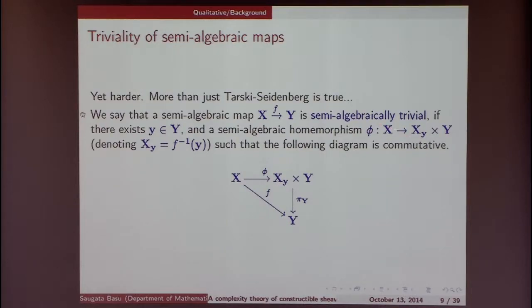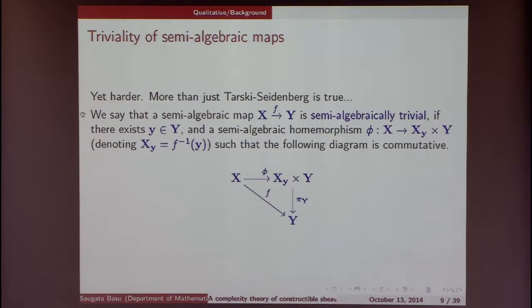So if there is a homeomorphism like this, this homeomorphism should preserve the fiber. So it should be a fiber-preserving homeomorphism. Another way of saying that is that this diagram here should commute, where P is the homeomorphism, F is the map, and P is the projection on Y. Okay, so that diagram commutes. By the way, if it is semi-algebraically trivial, then, following from this definition because this homeomorphism is fiber-preserving, all the fibers are semi-algebraically homeomorphic.